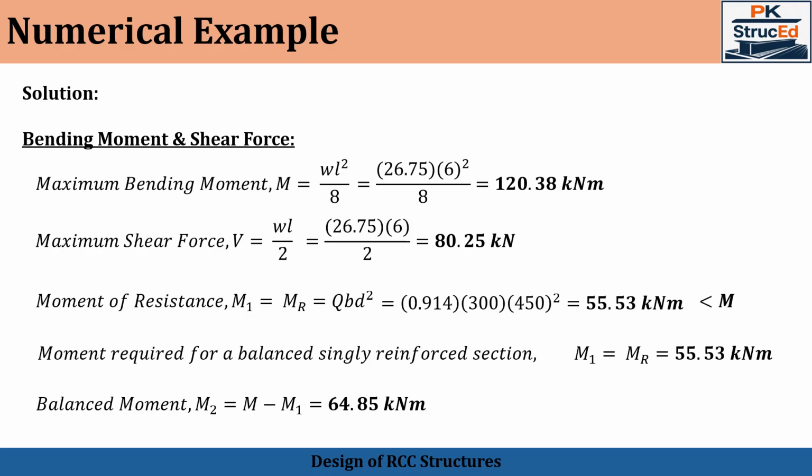And the balanced moment M2 is M minus M1, that is 64.85 kN meter. One thing we need to know in this case is that M, the maximum bending moment, exceeds the moment required for a balanced singly reinforced section, and hence this beam has to be designed as a doubly reinforced section.